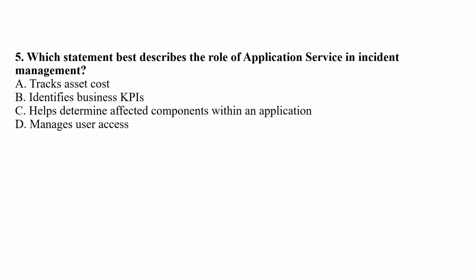Next question. Which statement best describes the role of application service in incident management? Option A, track asset cost. Option B, identifies business KPIs. Option C, helps determine affected components within an application. Option D, manage user access. The correct answer is option C, helps determine affected components within an application.